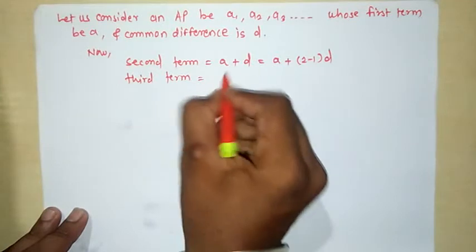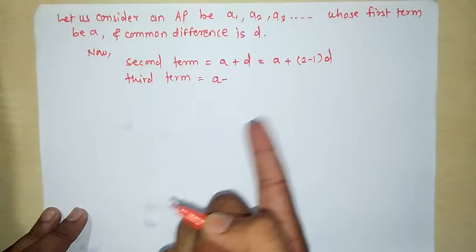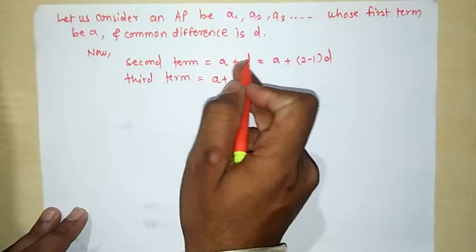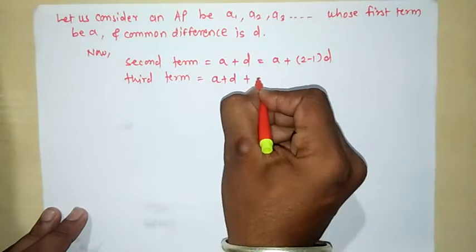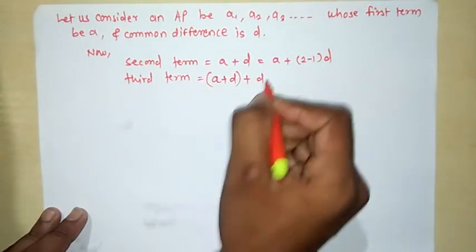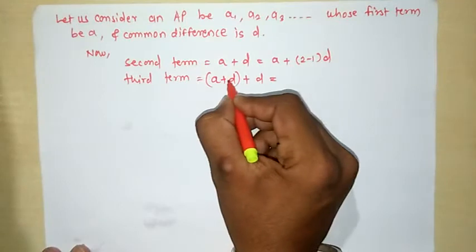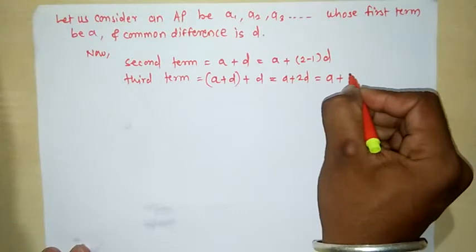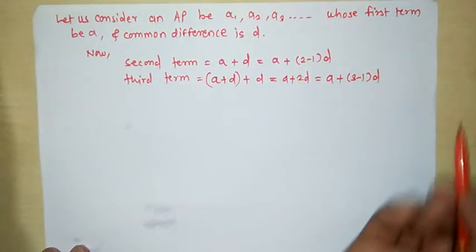Now the third term is equal to the second term plus the common difference. What is the second term here? The second term is A plus D, plus what we have to add? The common difference D. So the second term plus D is equal to A plus 2D. This 2D can also be written as A plus 3 minus 1 into D. This is the third term.